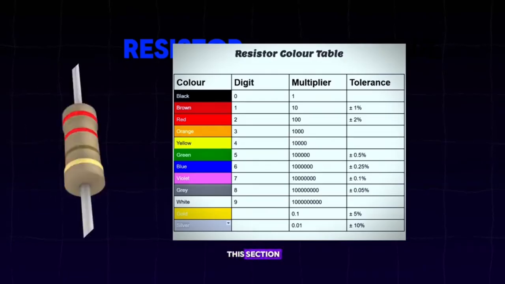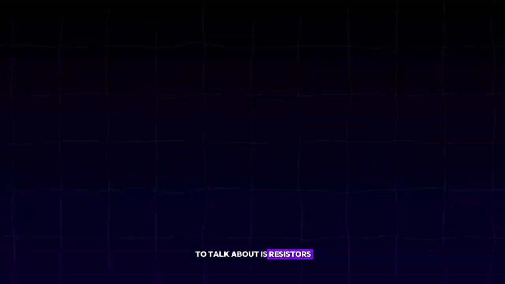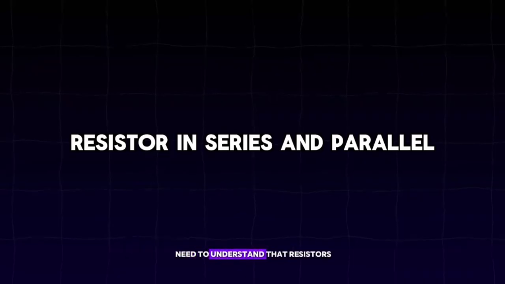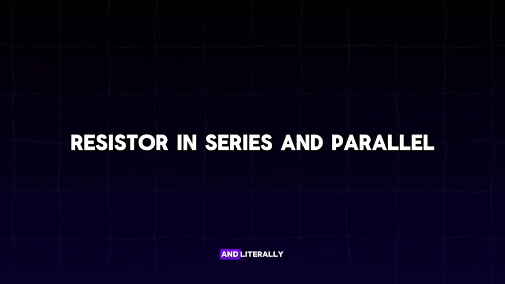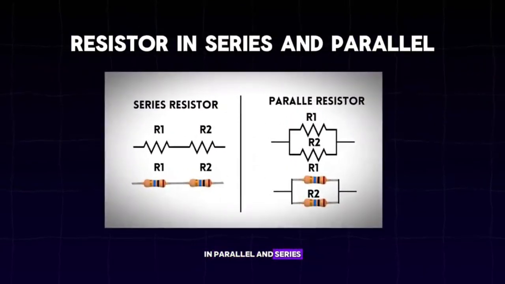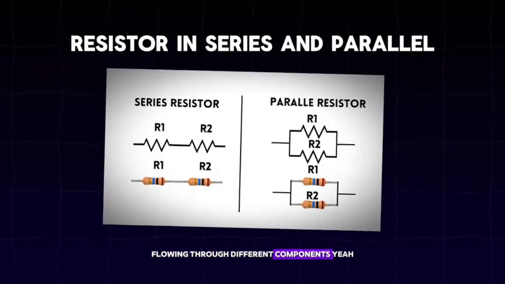So now in this section, what we are going to talk about is resistors in series and parallel, how they work, and practically how they are being used in a circuit. But before we go into that, you need to understand that resistors are used in series and parallel configurations for various reasons in a circuit, and one of the important ones is to control the voltage and current flowing through different components.